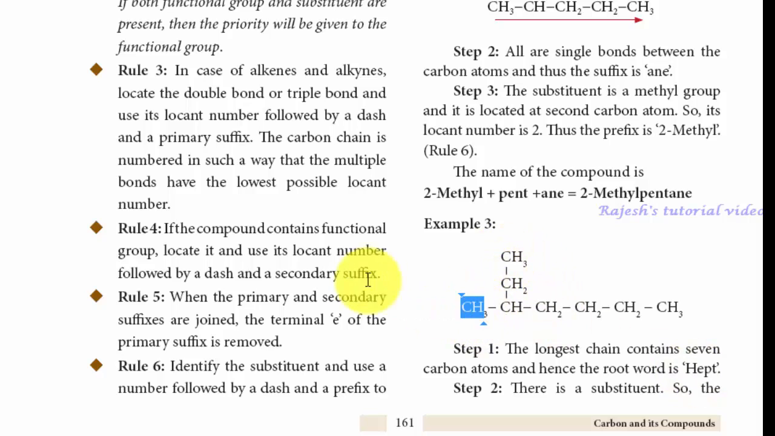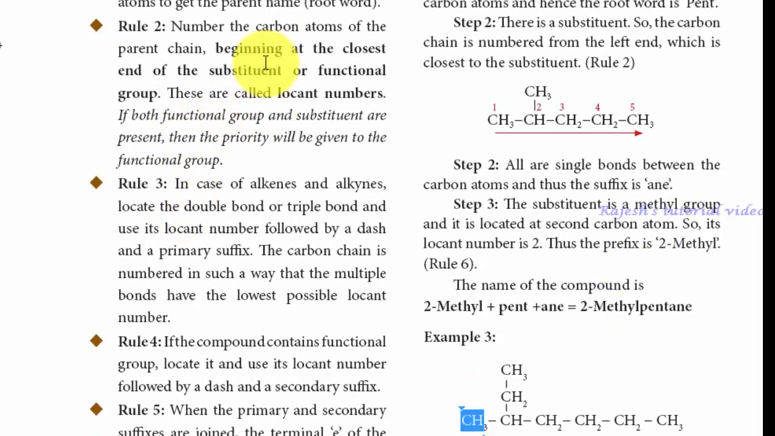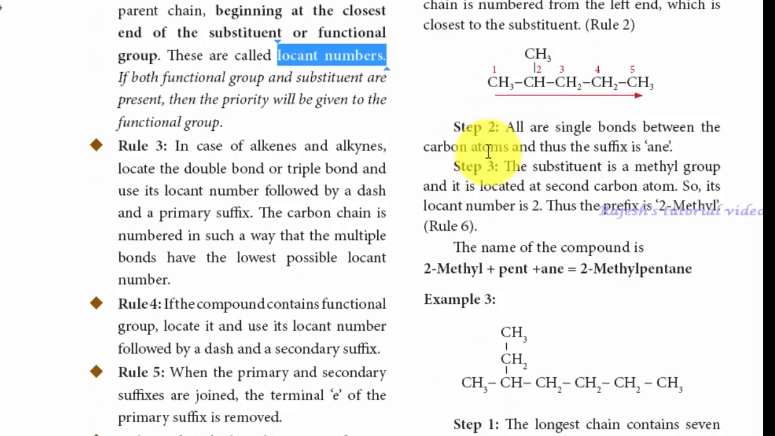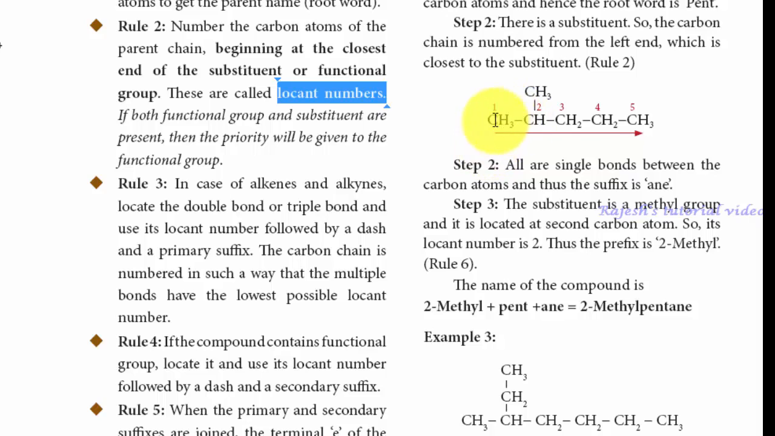The next rule, number 2, is giving a locant number for the carbon atoms. Numbering the carbon atoms should begin so that it is closest to the substituent or the functional group. The number you give to the carbon atoms is called the locant number. So if there is a substituent group or functional group, it should get the least number of the carbon. If both functional group and substituent groups are present, then priority should be given to the functional group.